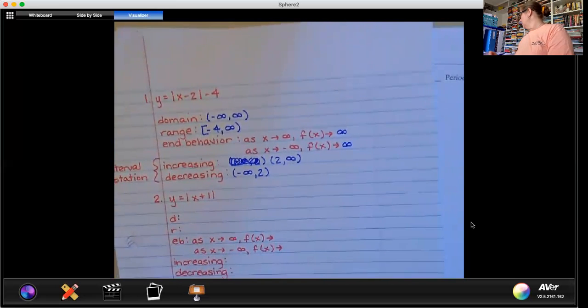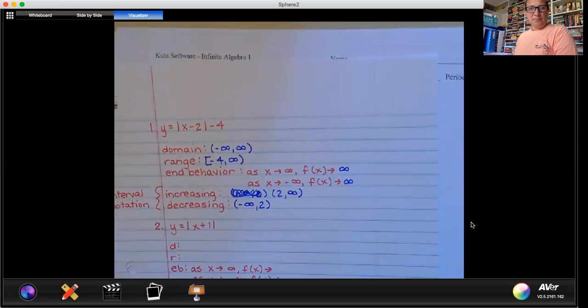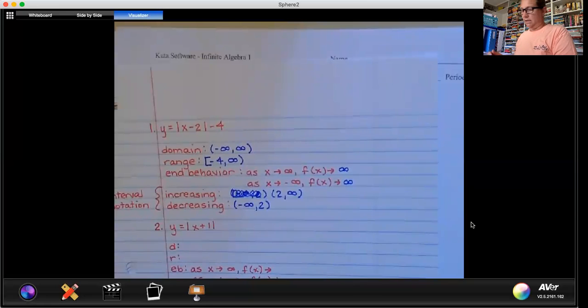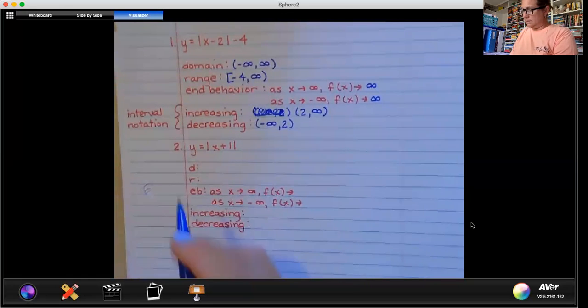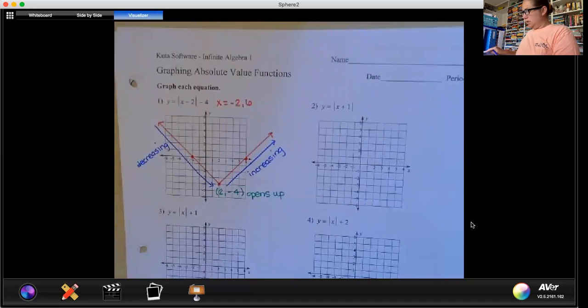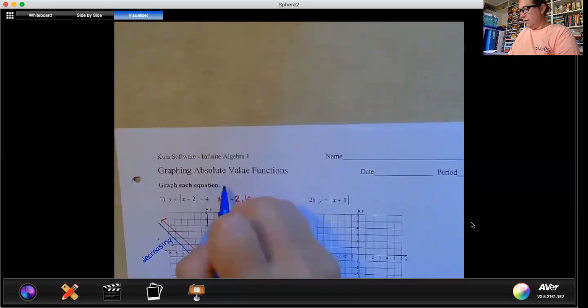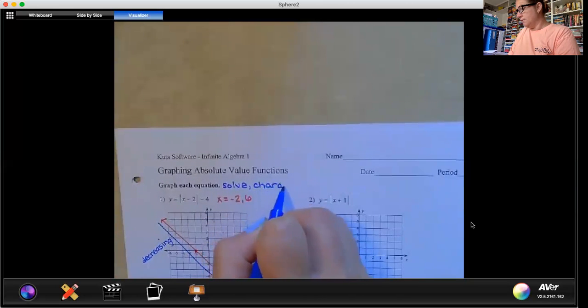Keep in mind that we probably should put those in parentheses because you're not increasing or decreasing at a point. So you're decreasing until you hit that point, and then you're increasing because you're at a minimum value. So you're going to do that same thing, abbreviate if you want. You can put this as capital I, capital D. And again, if you want to print this out on a Word document, you're welcome to do so. So you're going to do your graphing, you're going to solve, and you're going to do the characteristics for this page.